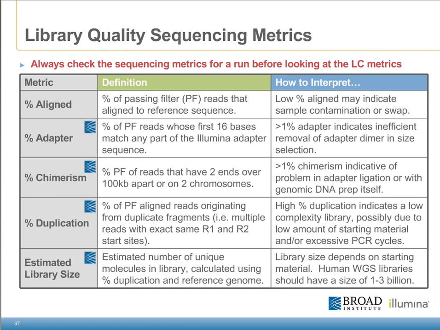And what we found is for our whole genome shotgun libraries, where we do the high diversity preparation, we should have a library size of 1 to 3 billion molecules. If it's any lower than that, it might not be able to reach that 30x or 15x coverage.